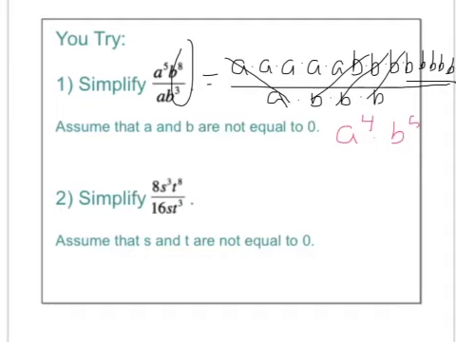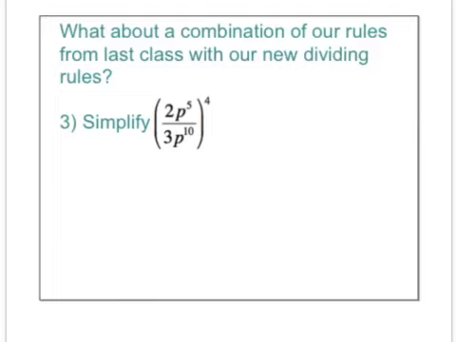When you look at the second one, instead of expanding it, let's just try subtracting the exponents. So let's start with the t's. I have 8 minus 3, so t to the 5th. 3 minus 1, because s is just s to the 1st power, so that's s squared. And then 8 over 16 reduces to 1 over 2. So that's our answer.